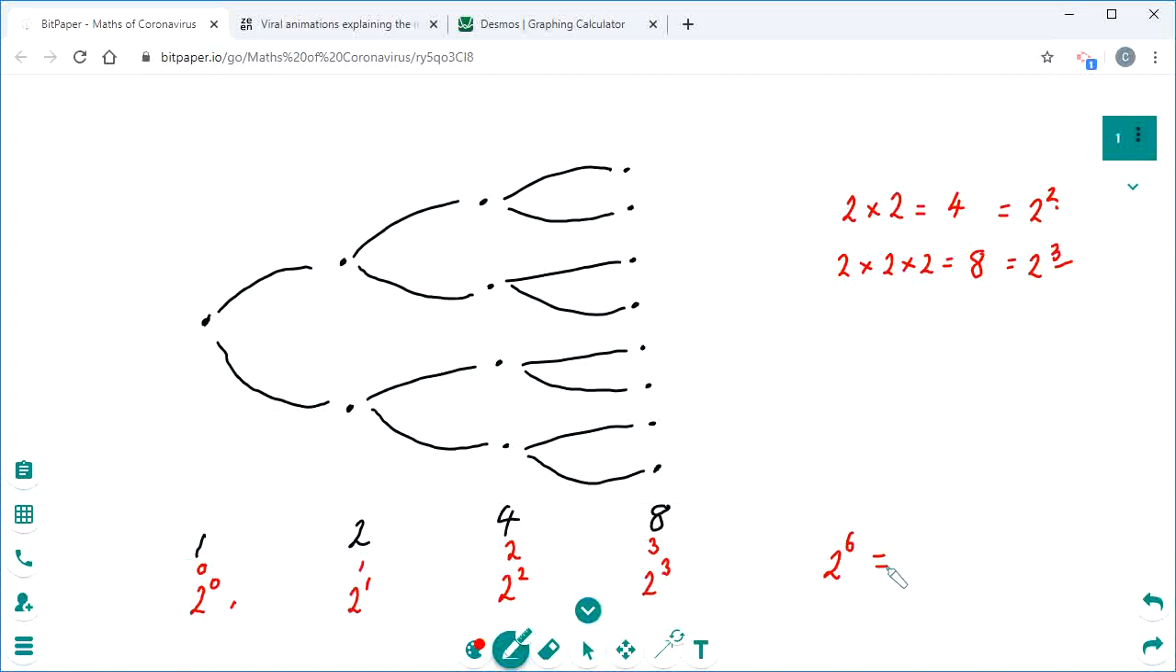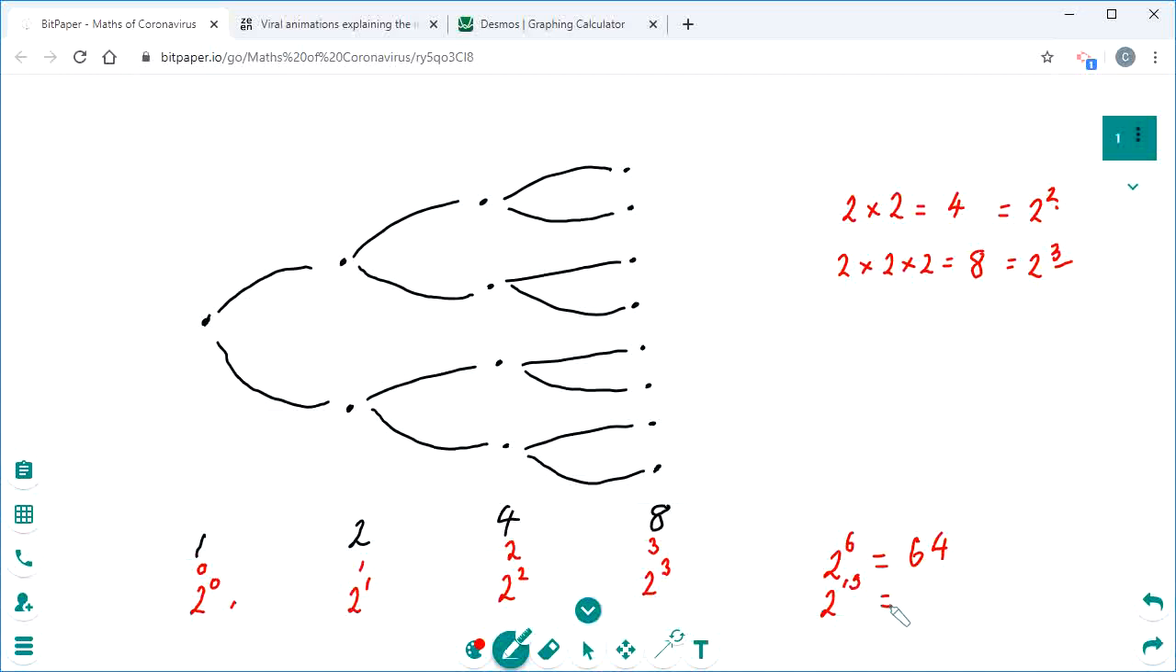2 to the power of 6. And that's going to be 64. Now that doesn't look too bad. That's only 64 sick people. But let's have a look what happens when I push it out to the 15th stage of the virus.